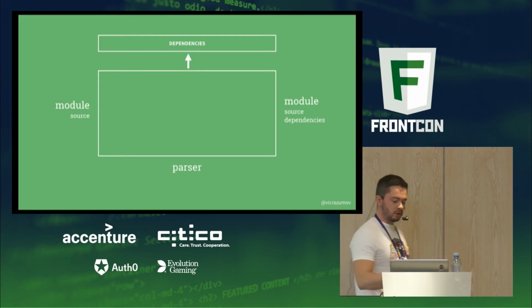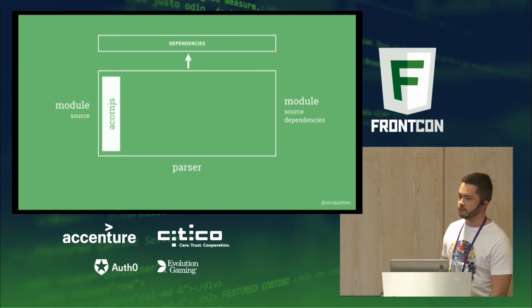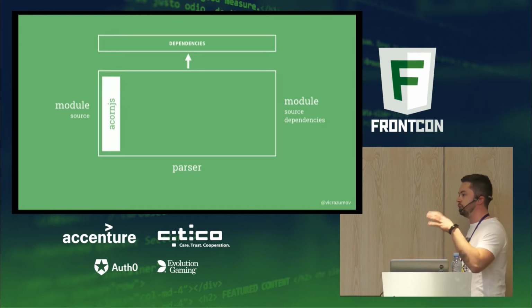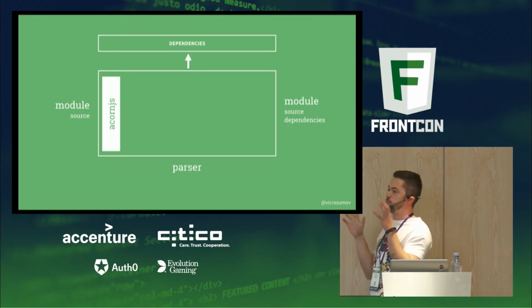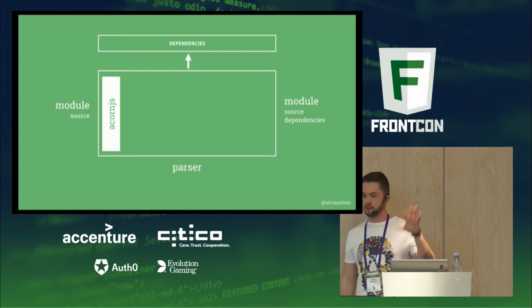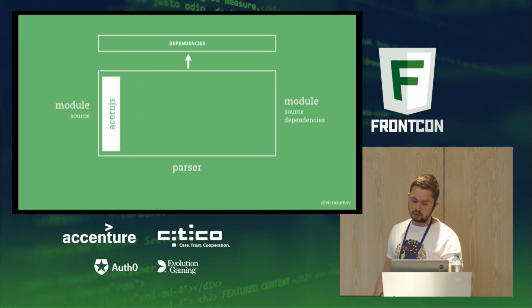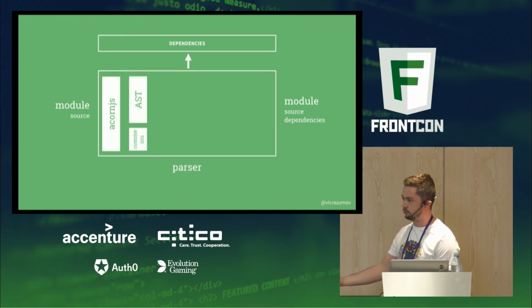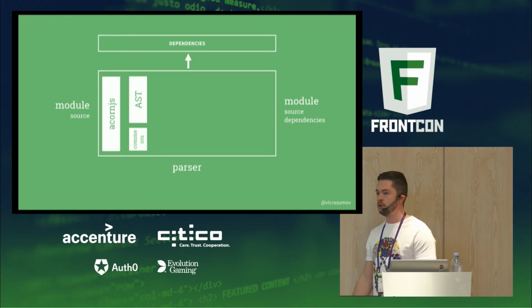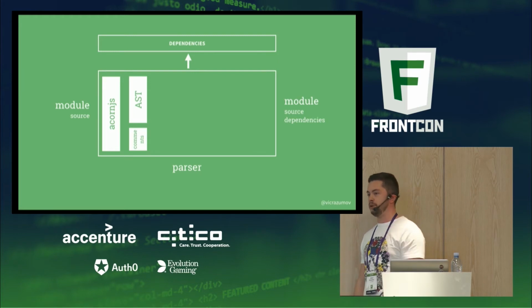So when we start a parser, it calls the acorn.js library. This is another library written in JavaScript, basically a JavaScript parser written in JavaScript. So it takes your JavaScript and gives you an abstract syntax tree. What is an abstract syntax tree? I guess every one of you knows. Okay, if you do not know, please show me your hand.